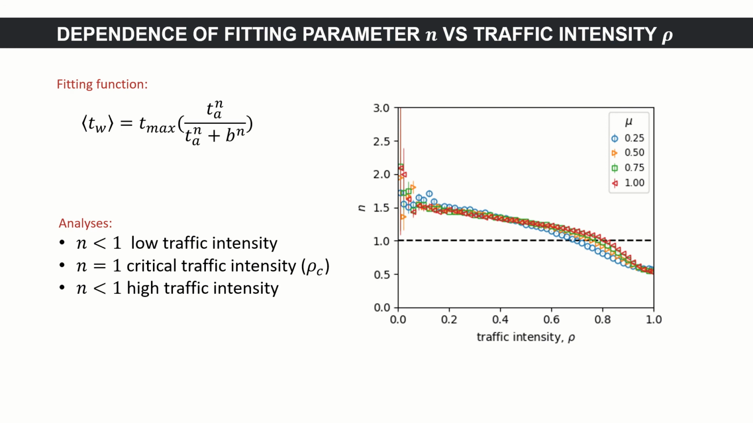What is interesting is that the exponent n changes the behavior of the curve depending on its value. Based on previous analysis of this equation, we can say that in the context of the queuing system, lower traffic intensities have exponent values of n greater than 1, and high traffic intensities have exponent values of n less than 1. The transition point occurs when the value is n equals 1, which we call the critical traffic intensity.